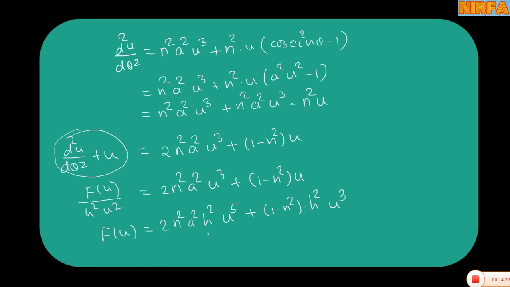This is the answer, and we know that u is 1 upon r, and therefore the final answer for this force is 2n square a square h square upon r raised to 5 plus 1 minus n square h square upon r raised to 3. So this is the required answer.